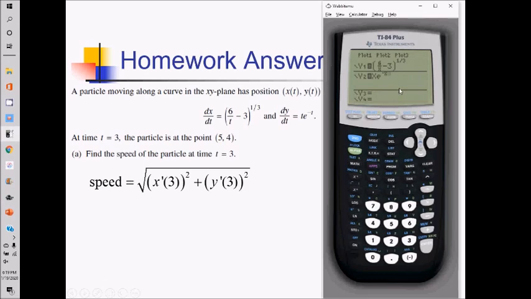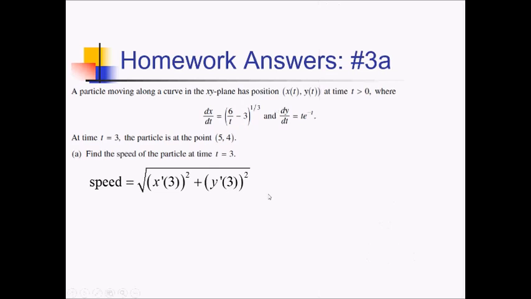So on my calculator, to make things a little more convenient, I've entered x prime and y prime as y1 and y2 respectively in the y equals. Quitting out of there now, I just need the square root of x prime of 3. So that's going to be alpha trace y1. Let's plug 3 in there. And now let's square that. Plus alpha trace y2. Plug 3 into that and square that one as well. And press enter. Speed is about 1.011. No units, so they don't get any units back, and we move on to the next part of the problem.